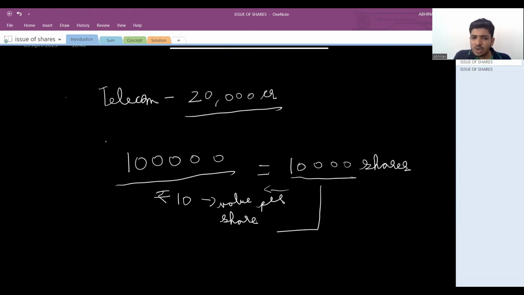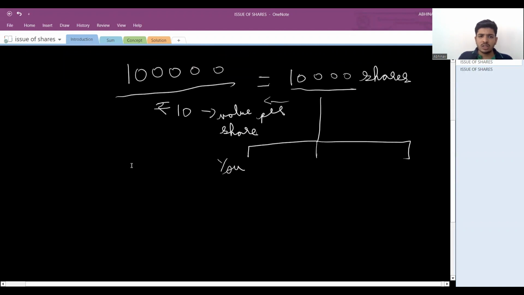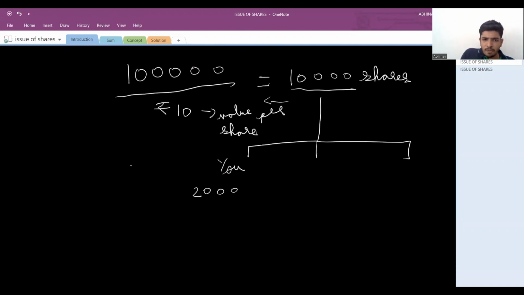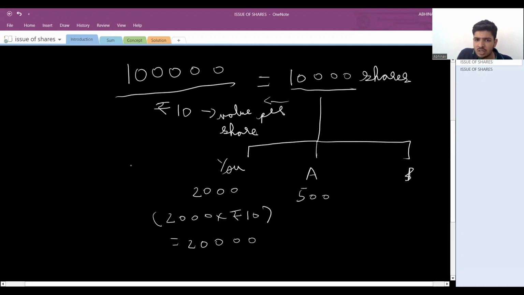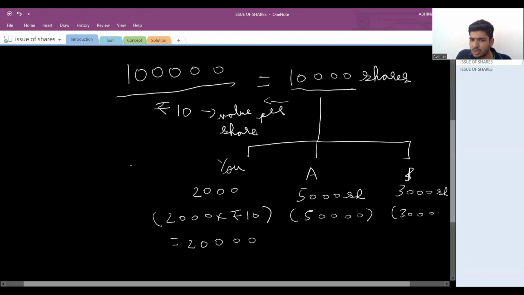So now, for these 10,000 shares, there are 3 investors. One is you. So you purchase, say, 2,000 shares. So 2,000 shares means 2,000 into rupees 10. This much amount you're spending to purchase the shares. So you're spending a total of 20,000 rupees to purchase 2,000 shares of the business. Okay. Now, another investor called A, and there's another called B. A purchases 5,000 shares. And B purchases 3,000 shares. Now the total 10,000 shares is purchased. So A will give 50,000 rupees and B will bring in 30,000 rupees to the business.